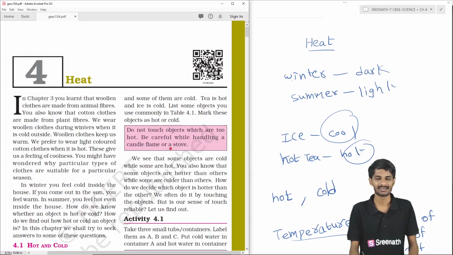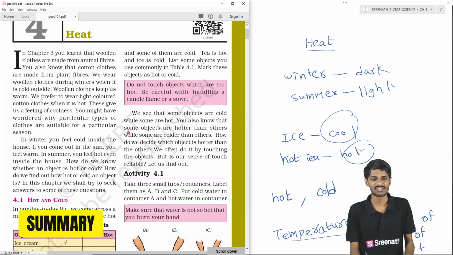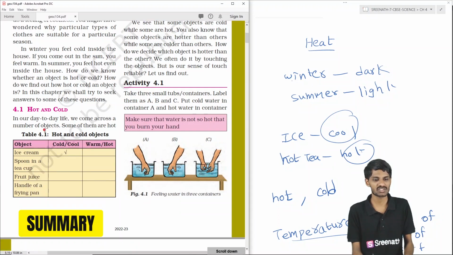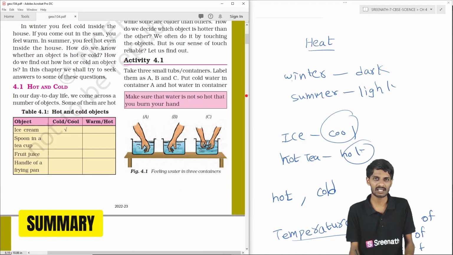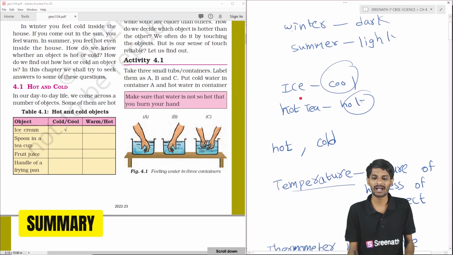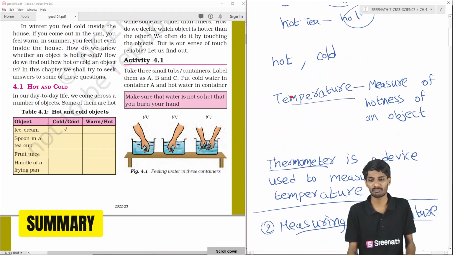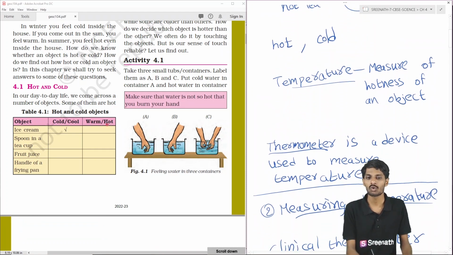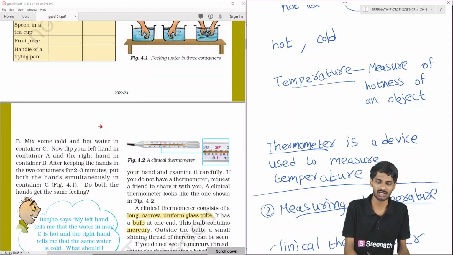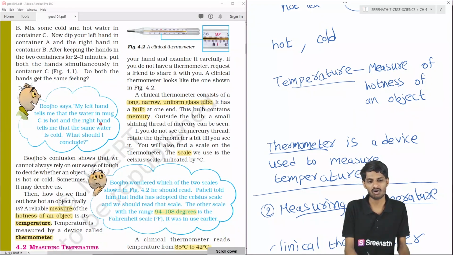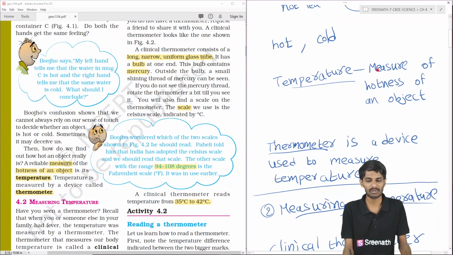Okay, students. Now we will see the summary. So heat in this subject, students, hot and cold. How will you know which is hot or cold? By our touch sensation we can say, but depending only on the touch sensation we can't say whether an object is hot or cold. So how we can decide hot or cold is by temperature. Temperature is a measure of the hotness of an object, students.